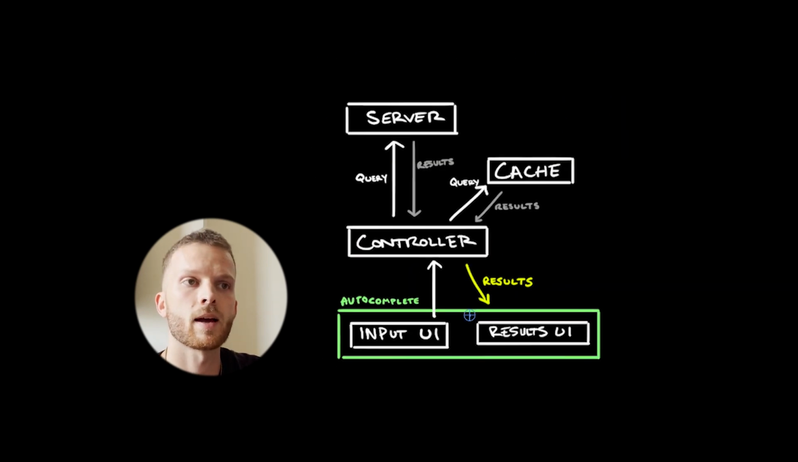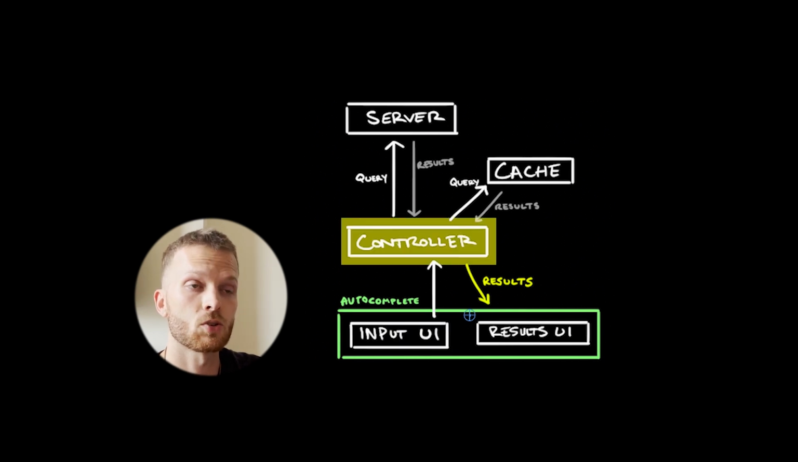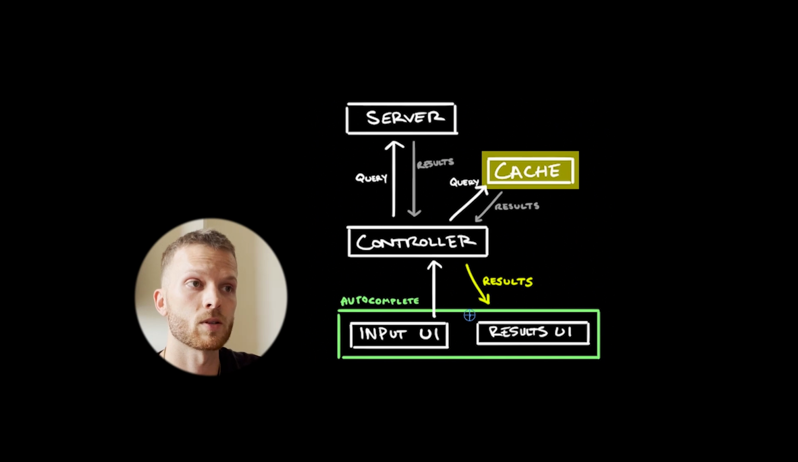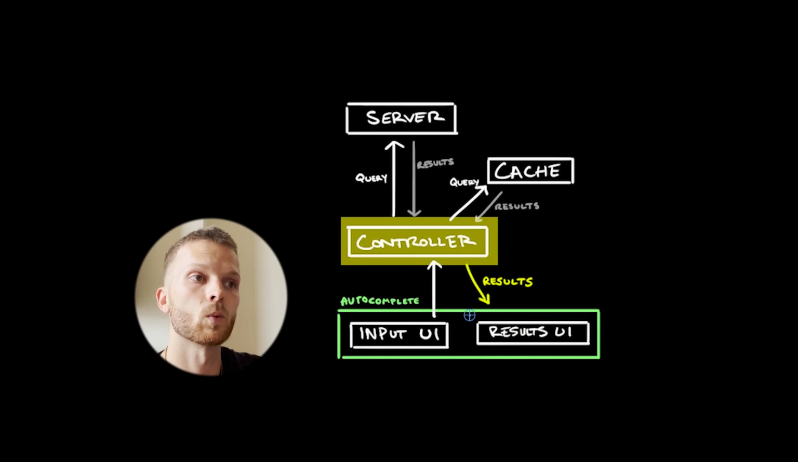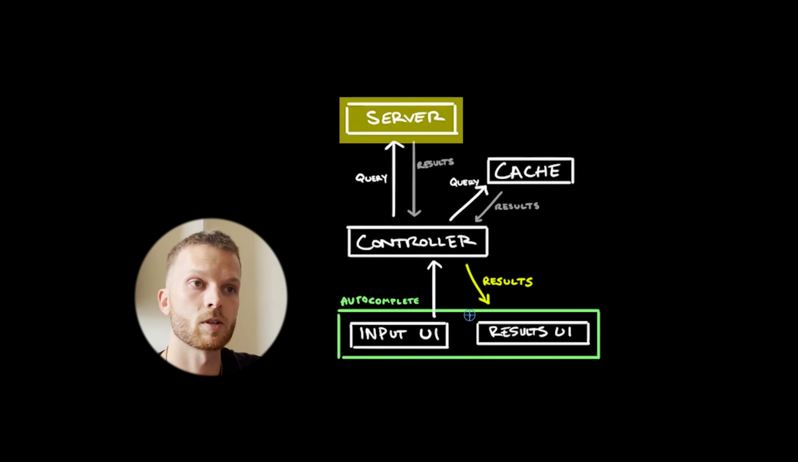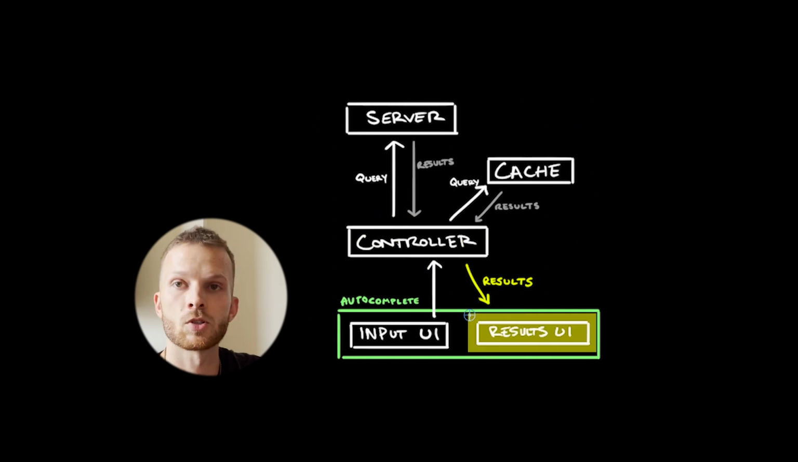So let's take a look at a diagram of what this system might actually look like. At a quick glance, we've got the user typing into the input UI. This field gets fed into some kind of controller service. The controller will check the cache to see if there's already results for that input. If there is, these cached results will be fed back to the UI. And if not, the controller will check the server. Then those results are passed to the results UI, which is shown to the user.